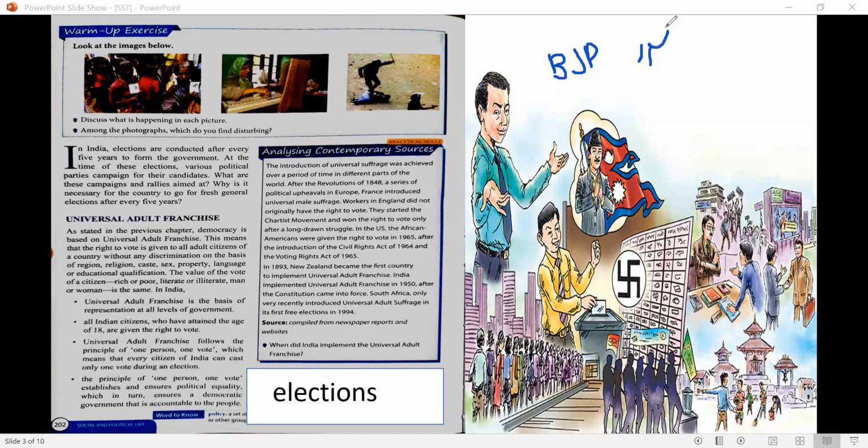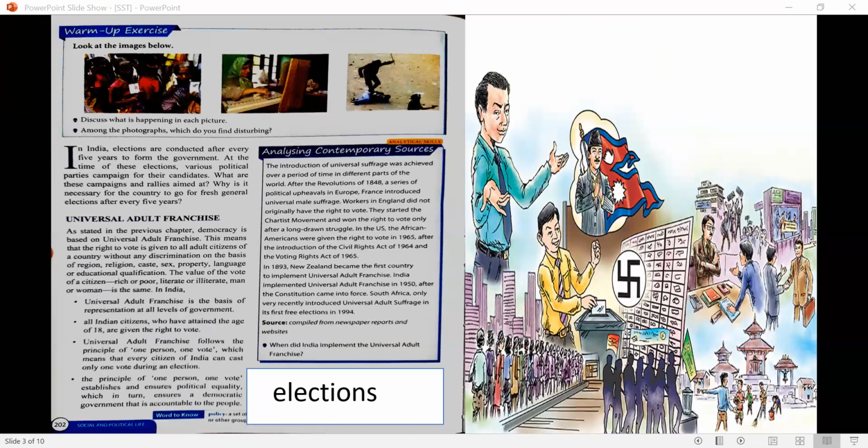For example, if we take the lotus symbol, it represents the BJP. And if we take the hand symbol like this, then what will it form? This is known as the Congress symbol. So every political party has its symbol also, and it has its different types of campaigning for its own candidates.